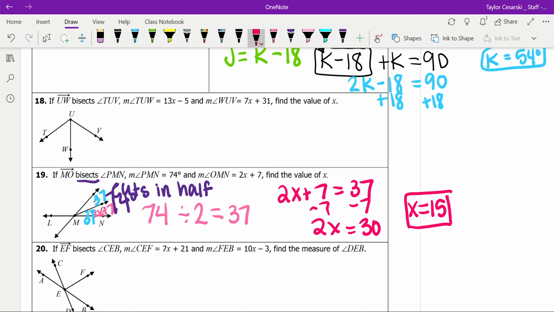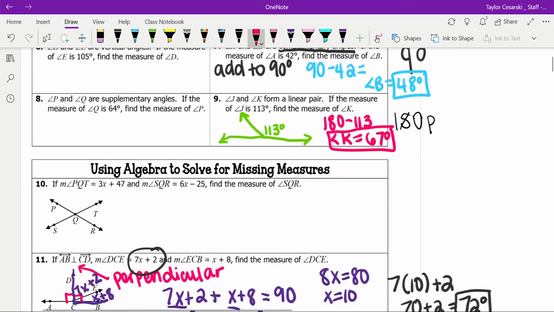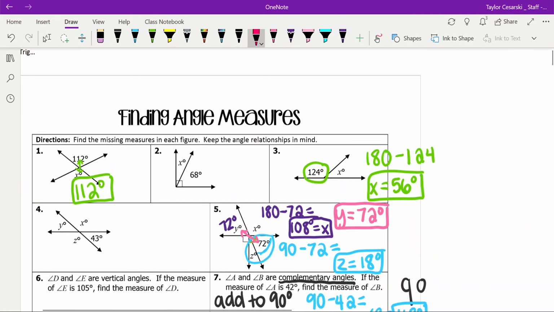Okay, so again, go back and try all the even questions. We did all the odds, and then check your work. But that's kind of the gist of finding angle measures. And that's all.